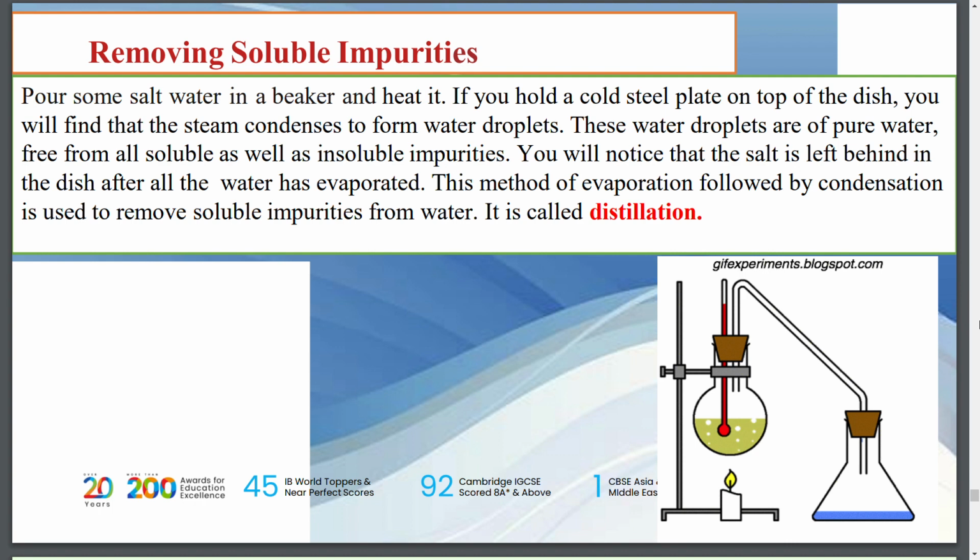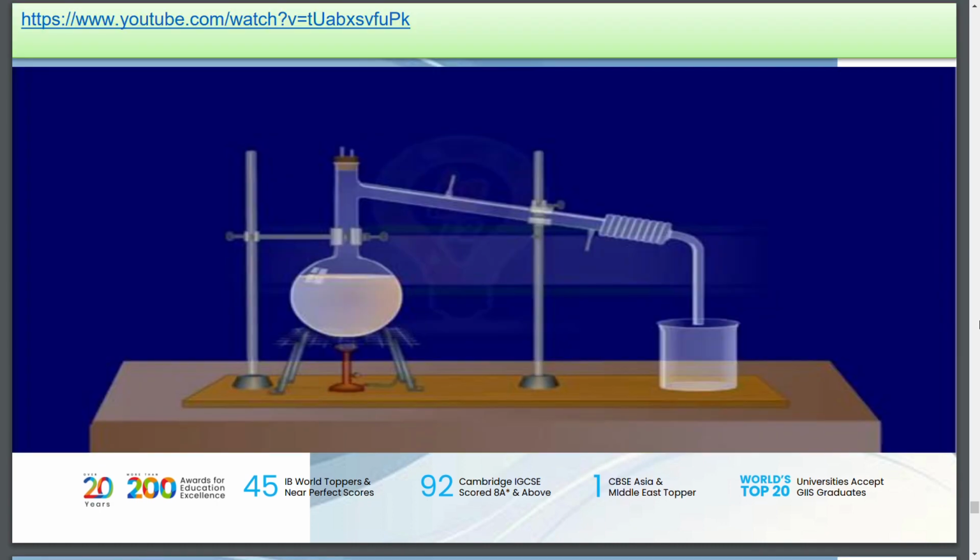You will notice some salt left behind in the dish after the water has evaporated. This method of evaporation followed by condensation is used to remove soluble impurities from the water. This is called distillation. You can also watch this video on how to remove soluble impurities.